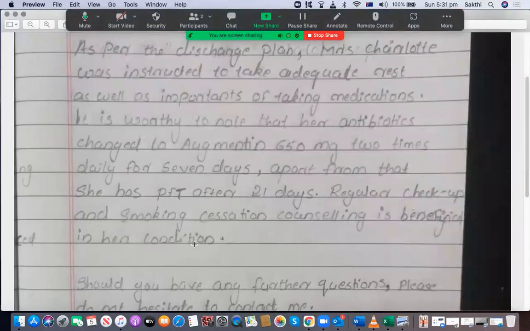Apart from that, she has been... Can you tell me what this is? She has PFT after 21 days. Do you know what PFT is? No, actually, you don't know the expansion. Okay, it is all right. If you don't know the expansion of something, it is okay to write it down. Otherwise, I would recommend you to expand the abbreviation.